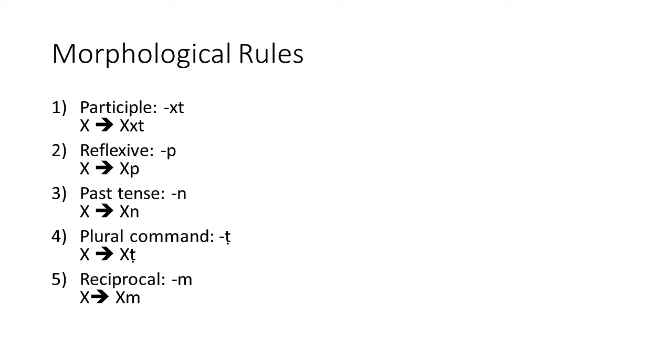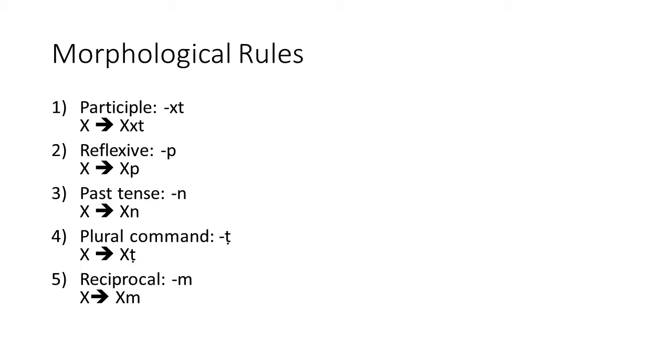So the participle one, you add an xt. So participle means if you want to make a verb into an adjective, like for example, if you have the verb to be heavy, and now you want to make it into a participle, now the participle form is just heavy. So the next morphological rule is reflexive. So you just suffix a p at the end.